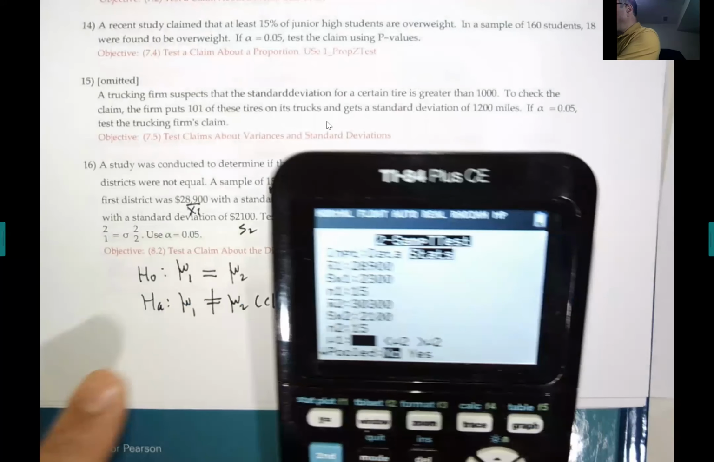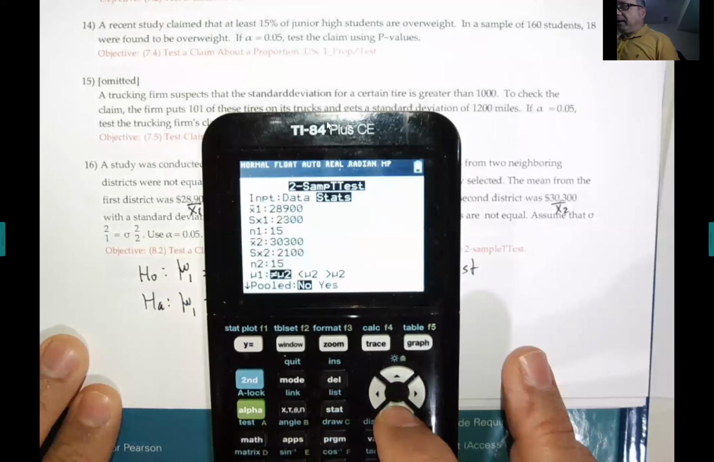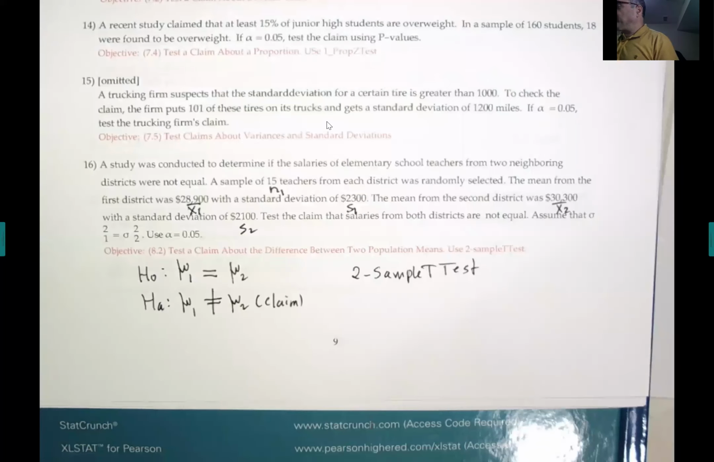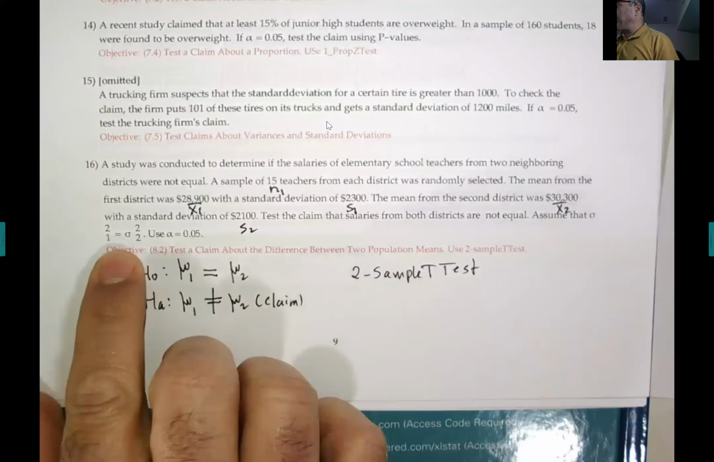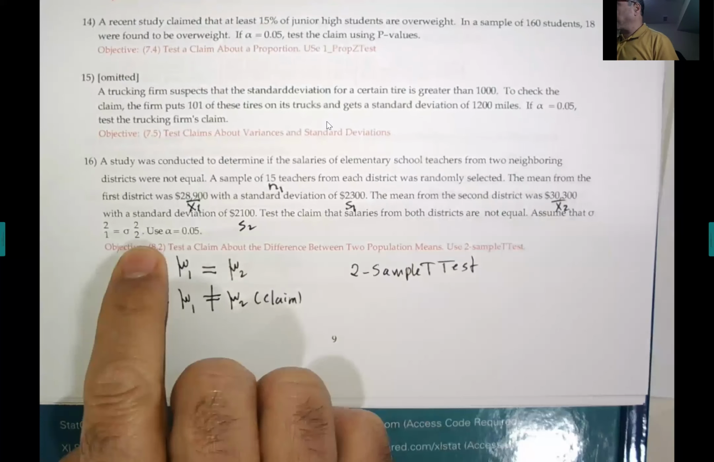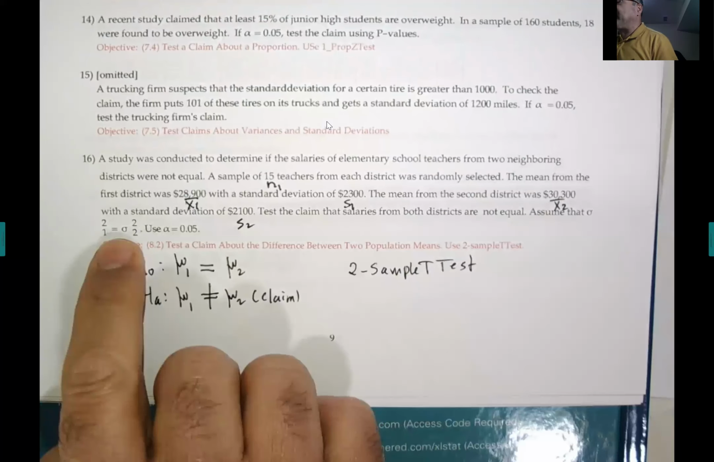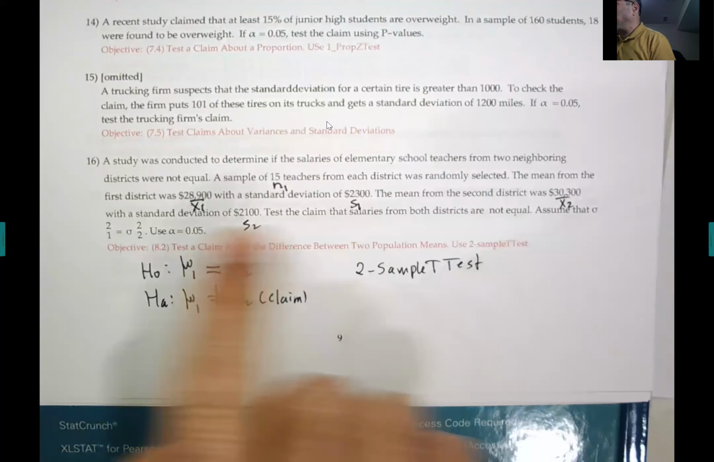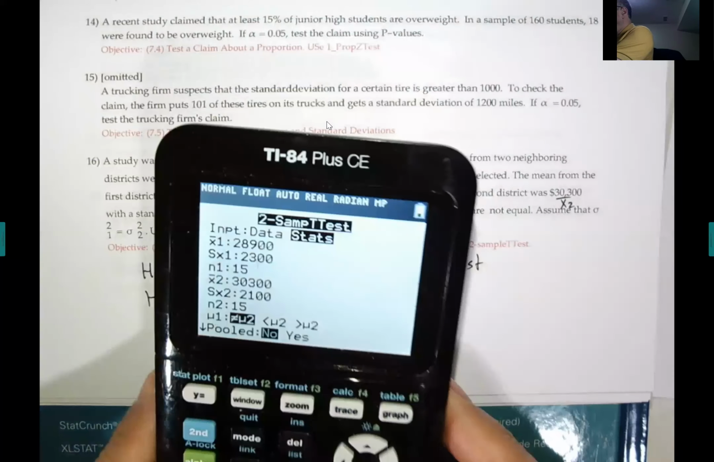Okay, now pooled. If you are in section 98, 99, the author says by default it's no. But let me explain when you put a yes. If he tells you that the population standard deviations are assumed to be equal, assume that sigma 1 square equals sigma 2 square, it's a yes. If he says they're not equal, it's a no. If he says nothing, it's a no by default. But here it says assume that sigma 1 square equals sigma 2 square, so pooled is going to be a yes.